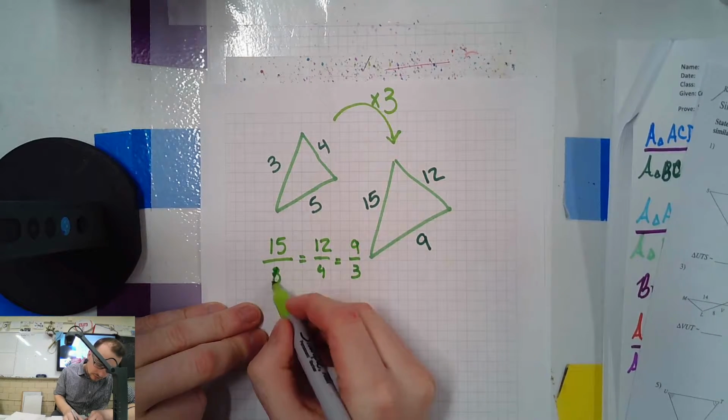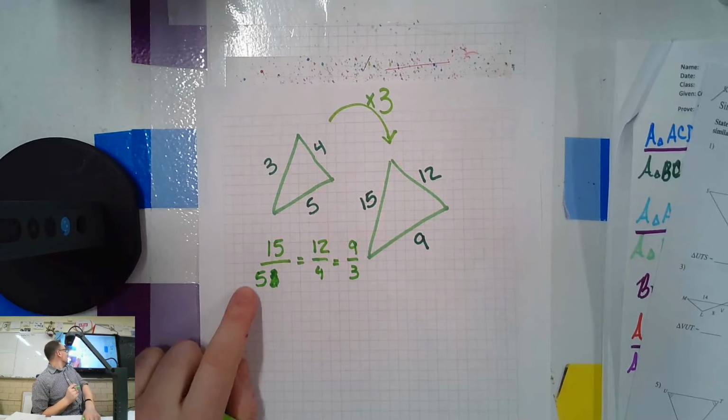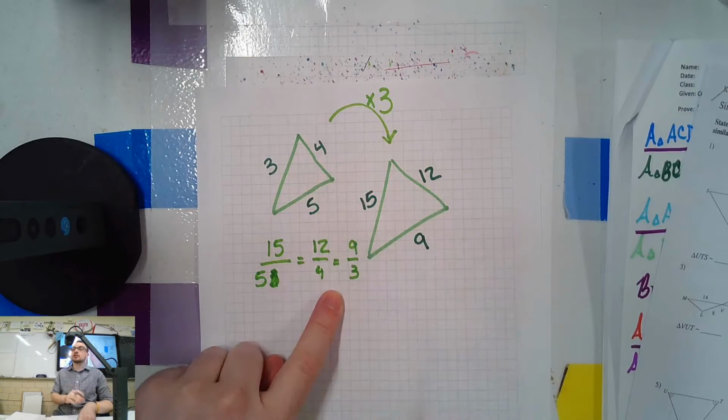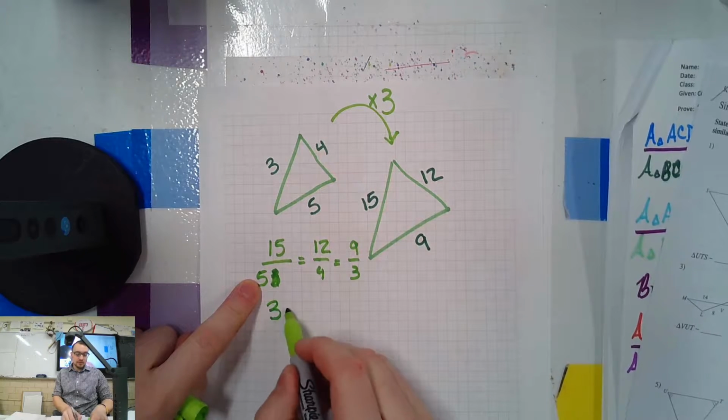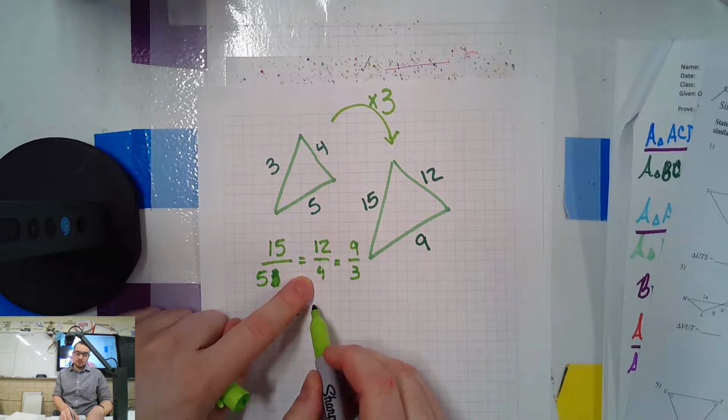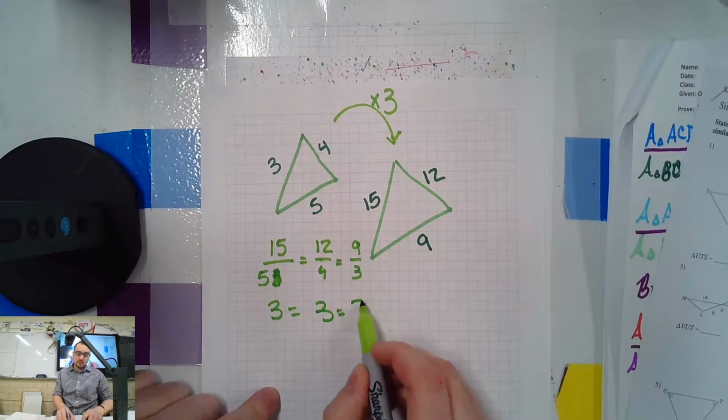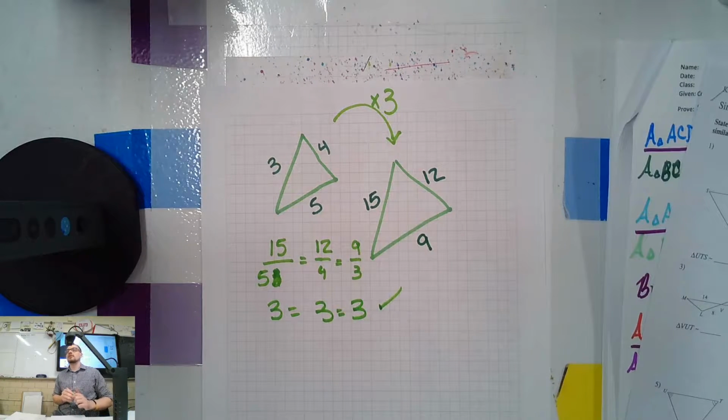And if you're not sure what that number is, you can write the sides like this. 15 over 5. And if these all end up being the same fraction, then yes, they are similar, right? What's 15 divided by 5? What's 12 divided by 4? And what's 9 divided by 3? So they will be similar, right?